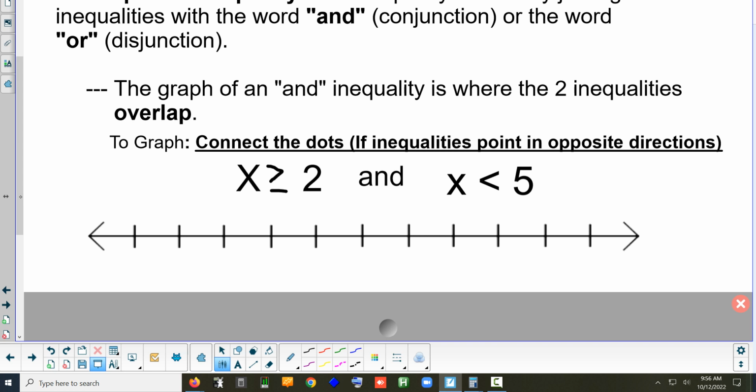All right, so let's look at this one. Okay, this is a conjunction. And we know it's a conjunction because it has the word and. Let's number the number line. We'll start at 0. Don't have to number the whole thing. That's enough. Just number 0 through 6.